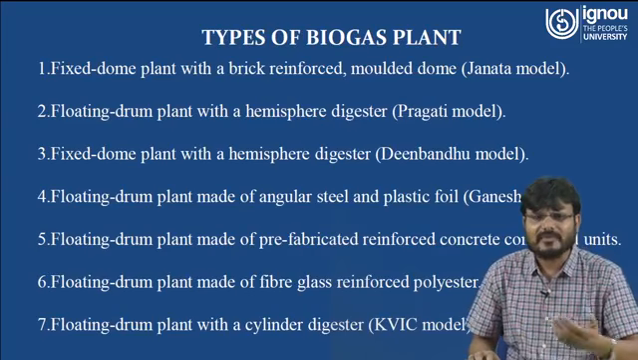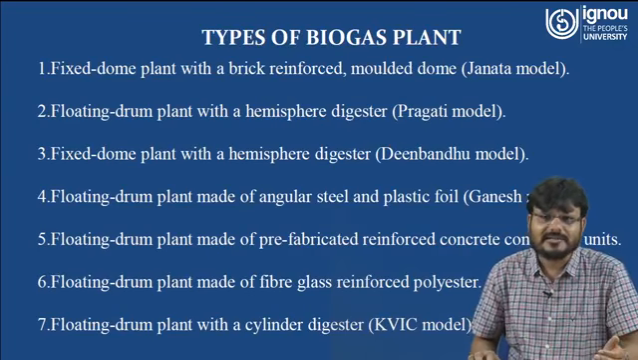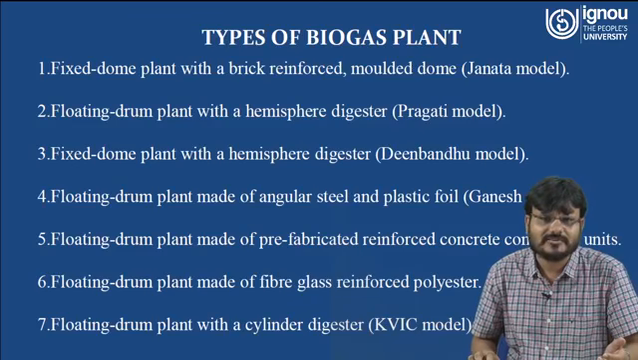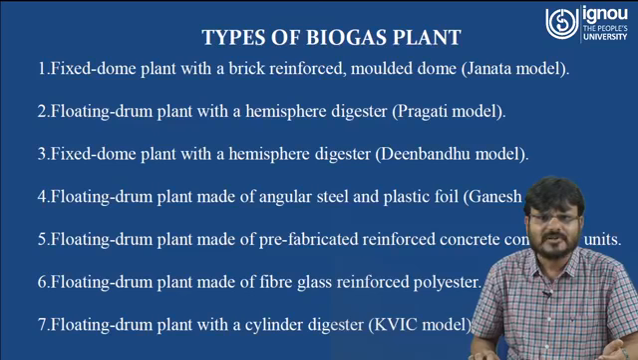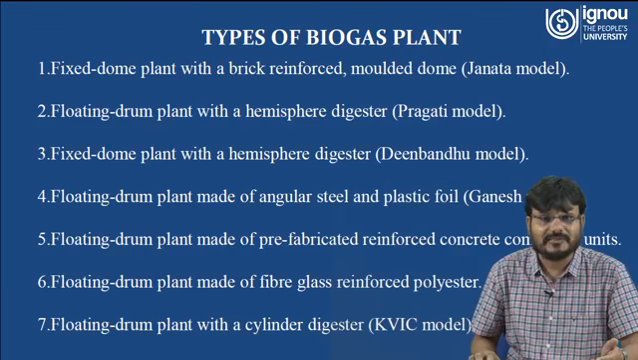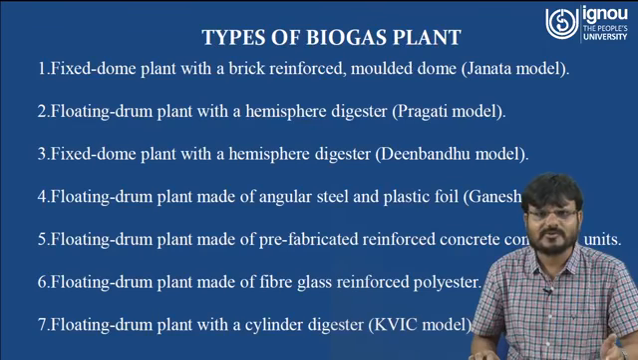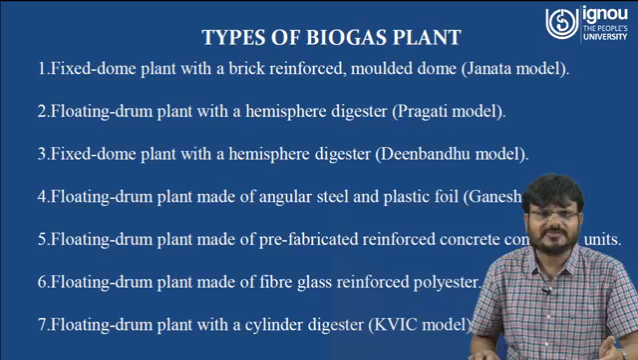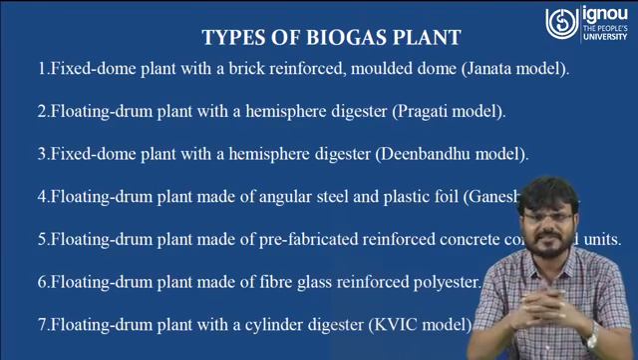There are different types of biogas plant, but MNRE has classified them as follows. First is a fixed dome plant with a brick reinforced molded dome. It is also called the Janta model. Second is a floating drum plant with a hemisphere digester, also called the Pragati model. Third is a fixed dome plant with a hemisphere digester. This is called the Deenbandhu model.